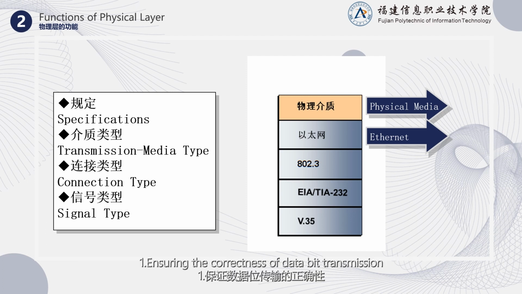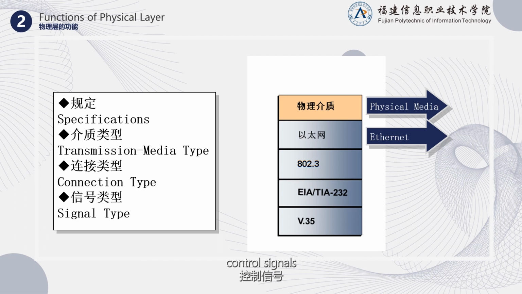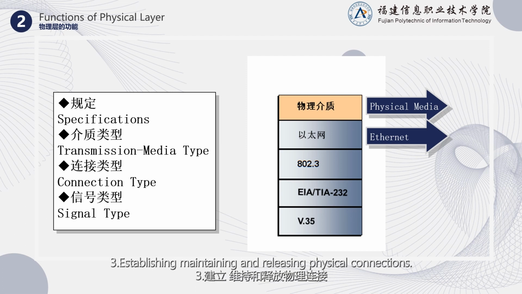1. Ensuring the correctness of data bit transmission while providing communication interface definitions, control signals, data transfer rates, interface signal levels, etc. 2. Physical layer management. 3. Establishing, maintaining, and releasing physical connections.